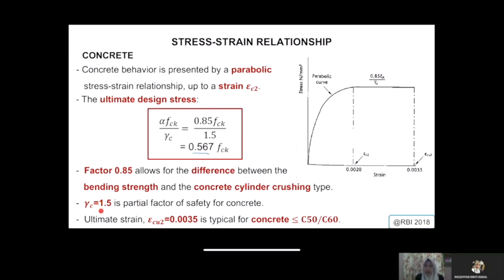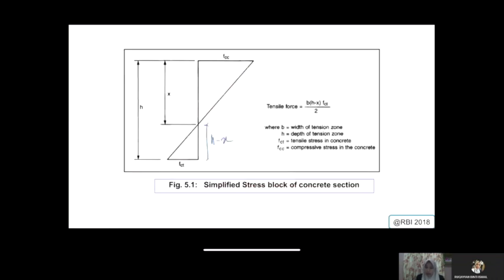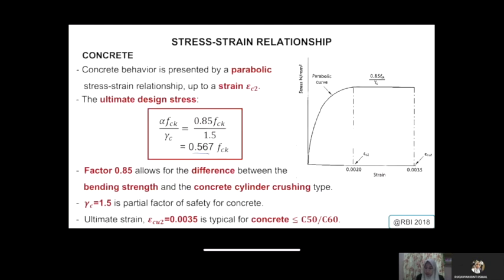So gamma c is equal to 1.5, the partial factor of safety for concrete, and for the ultimate strain we take 0.0035 according to the figure, which is typical for concrete lower than C50. I hope you are all clear, because this is the parabolic curve. It's not linear with the strain; it's a parabolic curve relationship of the stress to the strain.